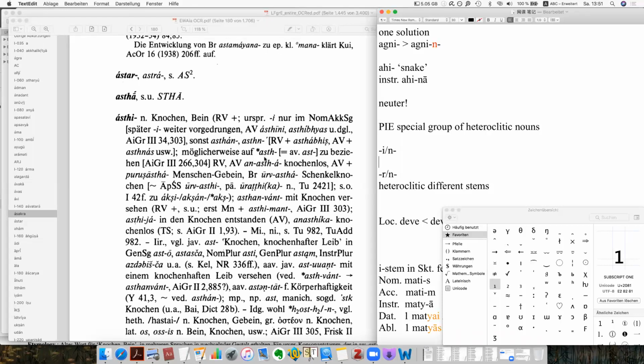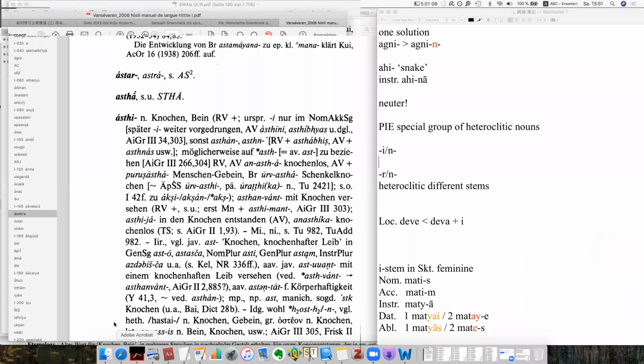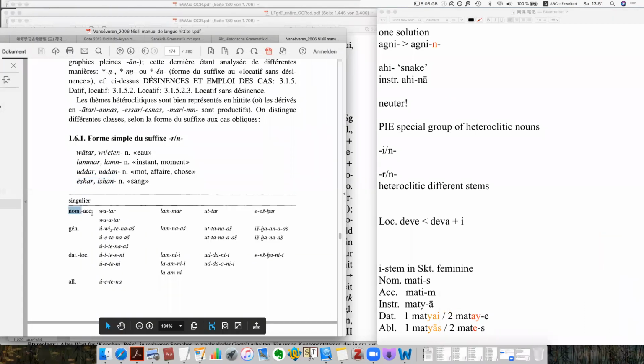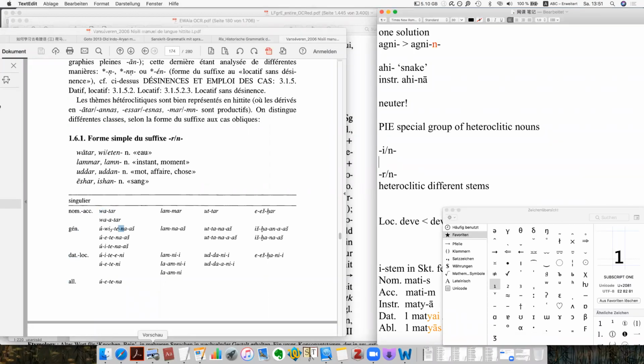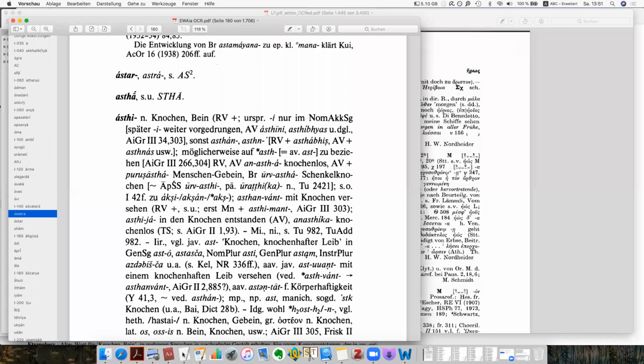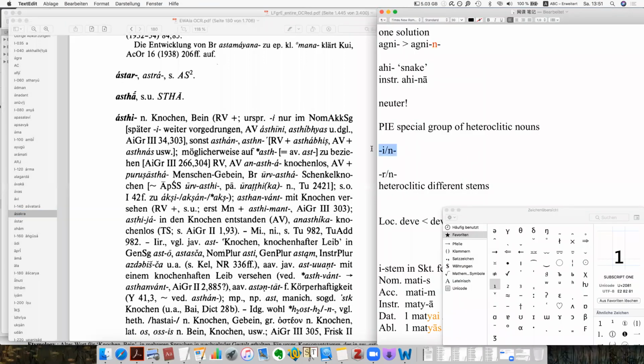But for other forms, we have astan. So check it. This E is only in nominative accusative. So it's just like the Hittite form, which is also in nominative accusative, but in all the other cases, it uses an N stem. And just like this EN stem, it's just the same.